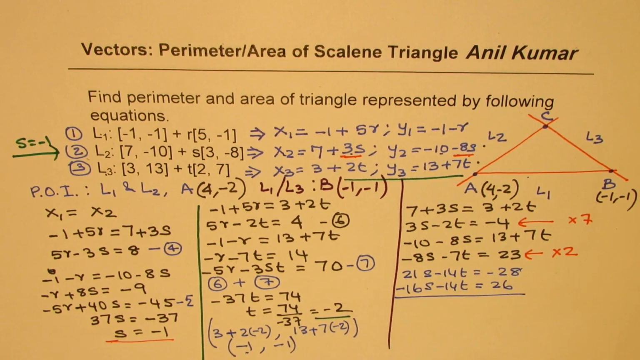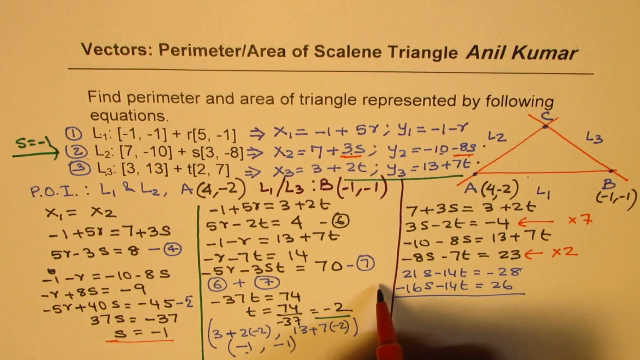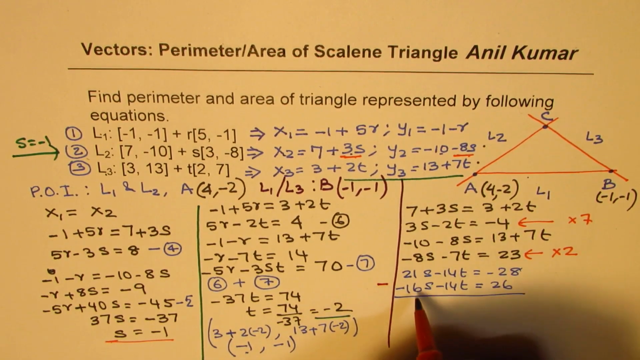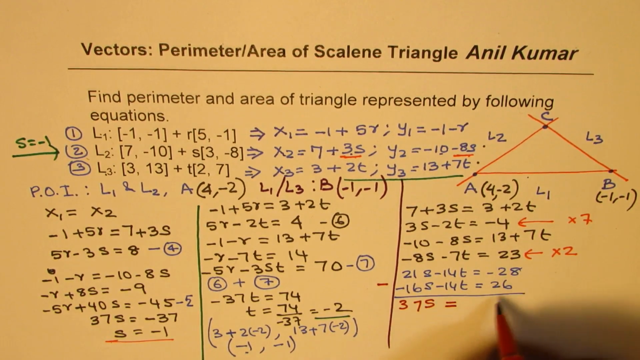Now we have to subtract these equations to get the result. We can cancel out these, right? So when you subtract them, what do you get? We get 37s equals, so this gets added up, so it is 14, 41, right? So minus 54.